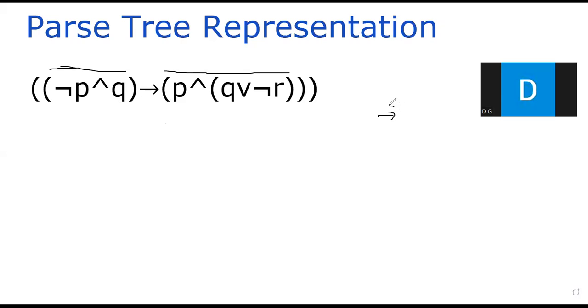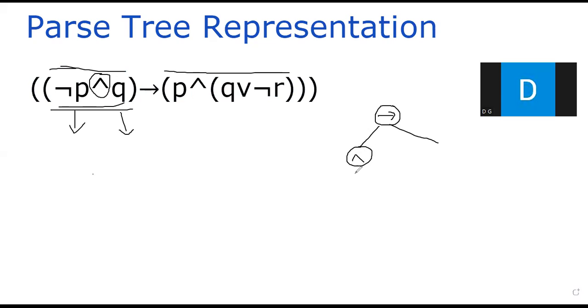That's the first level. The left subtree is not P and Q. We have to have left and right branches. On the left-hand side, we would have not P and Q. Again, we apply the same rule. As you can see here, and is the root for the next level. We're talking about this subformula, and now another subformula is not P.